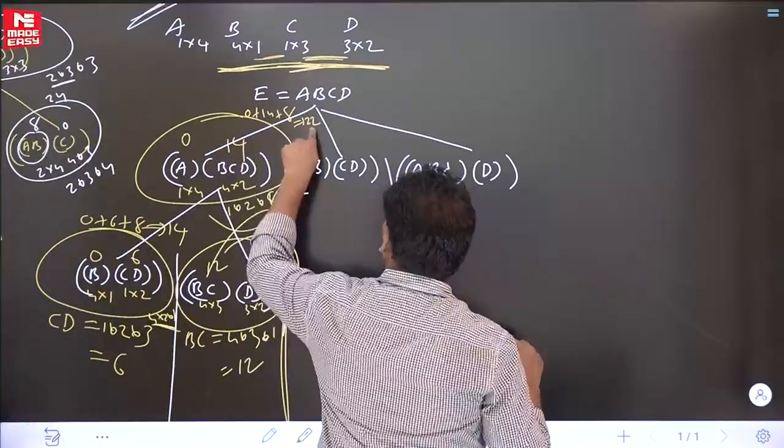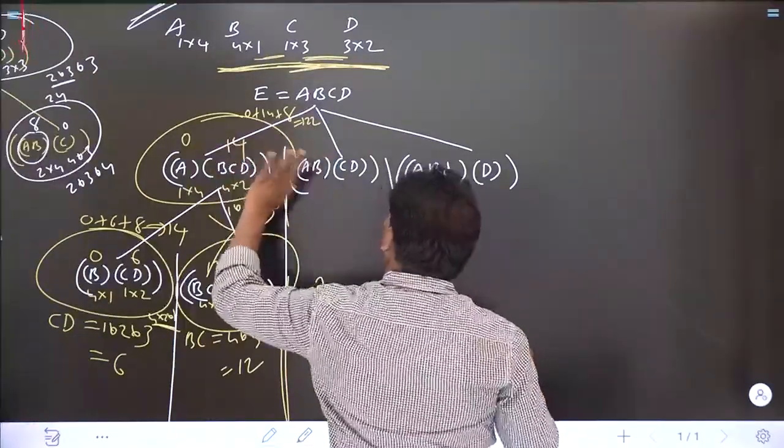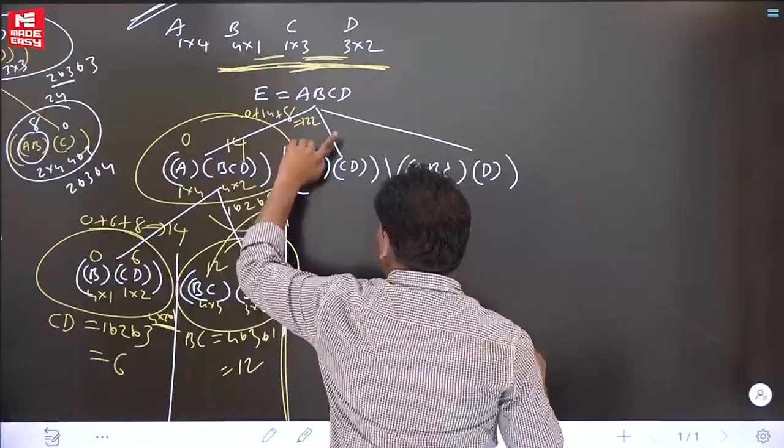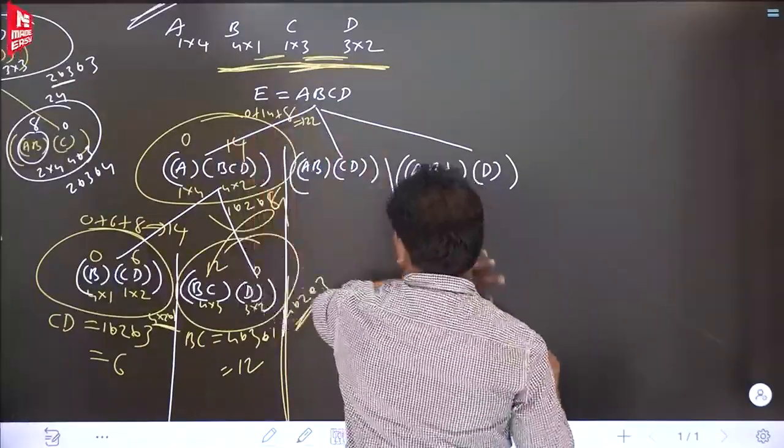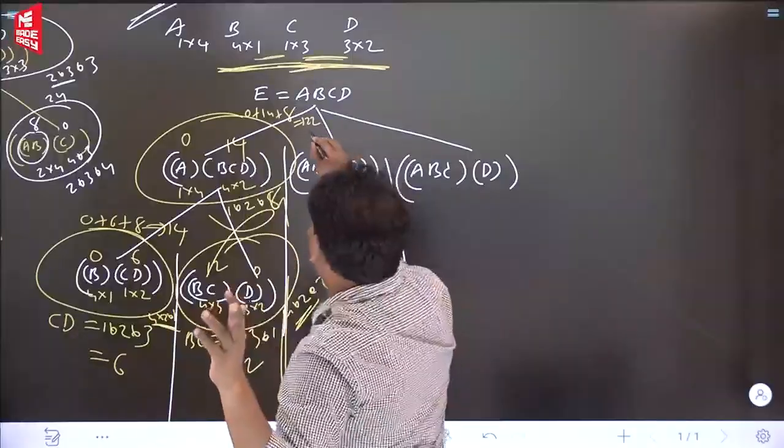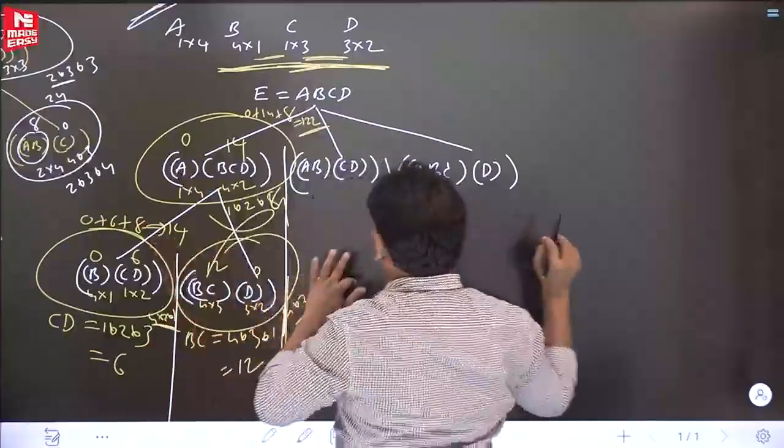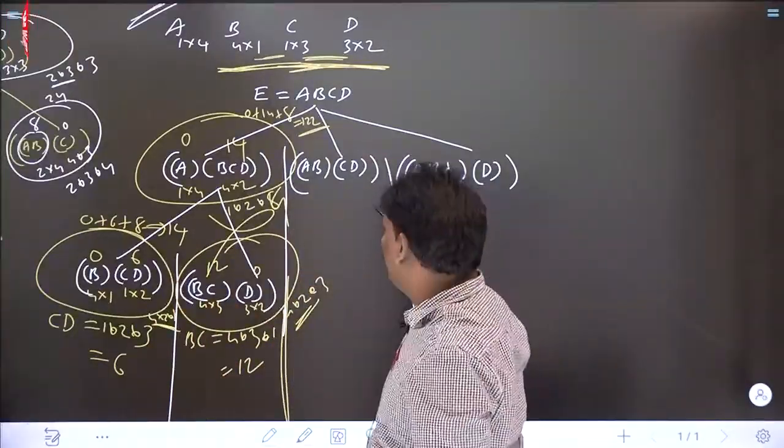In the options, if 22 is there and less than 22 is not there, stop. If 22 is there and less than 22 is also there, then go further. If you are lucky, you can stop here. If you are unlucky, go further. Let me go further.